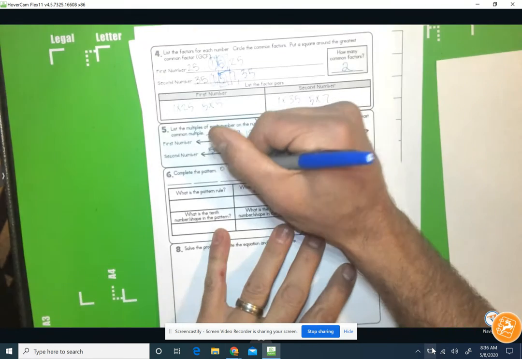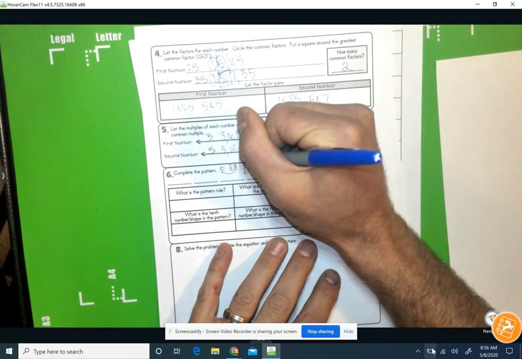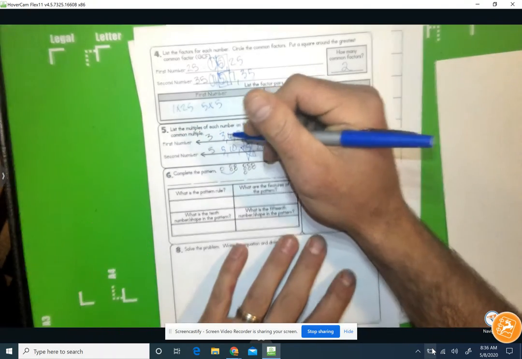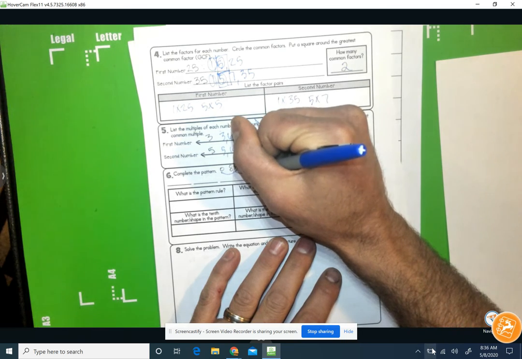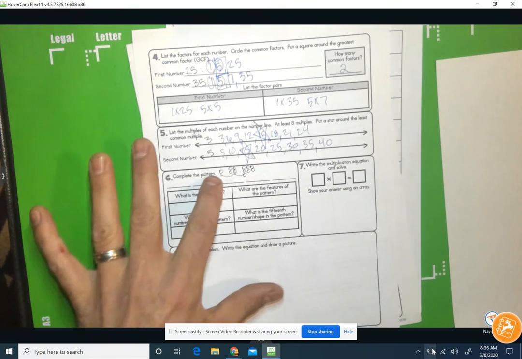All right, complete the pattern. So we got 1, 4, and 7 dots, respectively. So 1 to 4, well, 1 times 4 is 4. So that could be a possibility. 4 to 7. 4 times 4 is not 7. So I know it's not multiplying by 4. I know we're not subtracting anything because the circles are getting larger. I know we're not dividing because the circles are still getting larger. So that leaves me with addition.